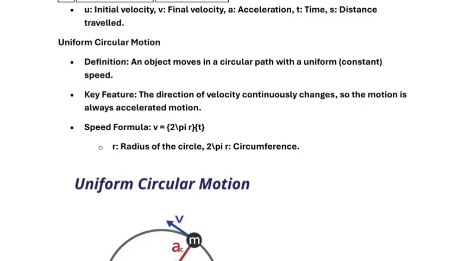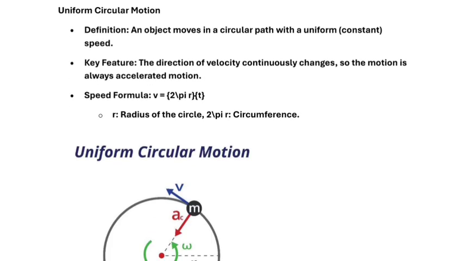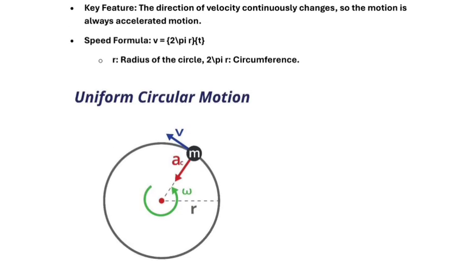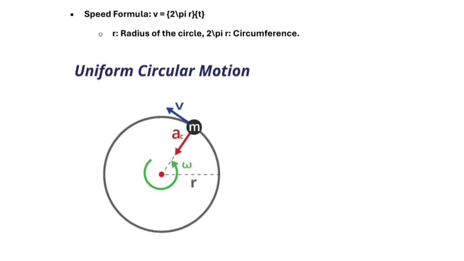Uniform circular motion. Definition: an object moves in a circular path with a uniform, constant speed. Key feature: the direction of velocity continuously changes, so the motion is always accelerated motion. Speed formula: v equals 2πr/T, where r is the radius of the circle and 2πr is the circumference.